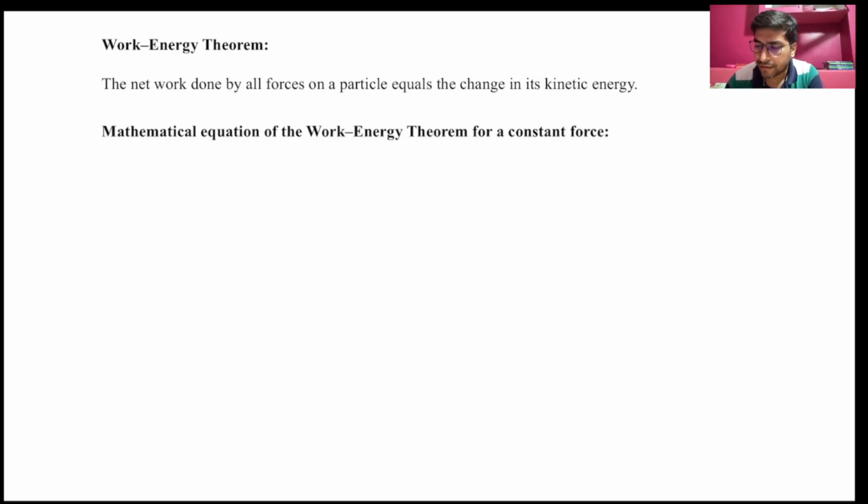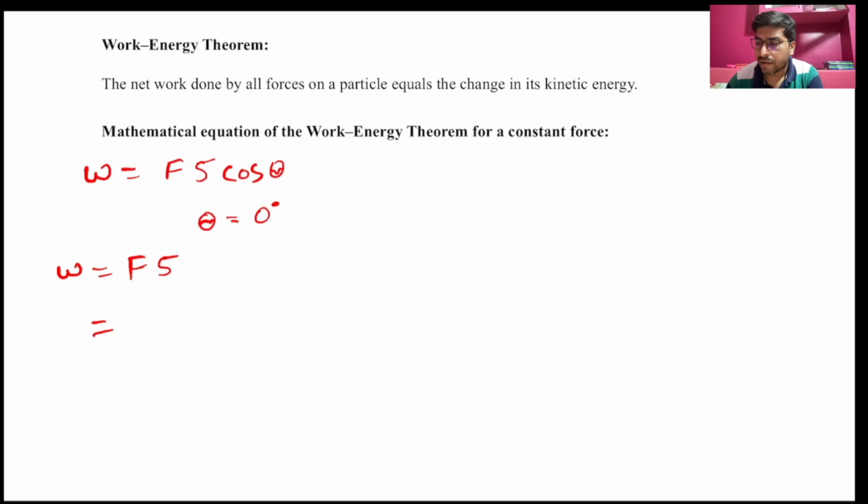So we know that work done is equal to what? Force into displacement into cos theta, where theta is the angle between force and displacement. In this condition, we will consider theta is equal to 0. In that case, cos 0 is 1. So work done, we can write force into displacement, right?